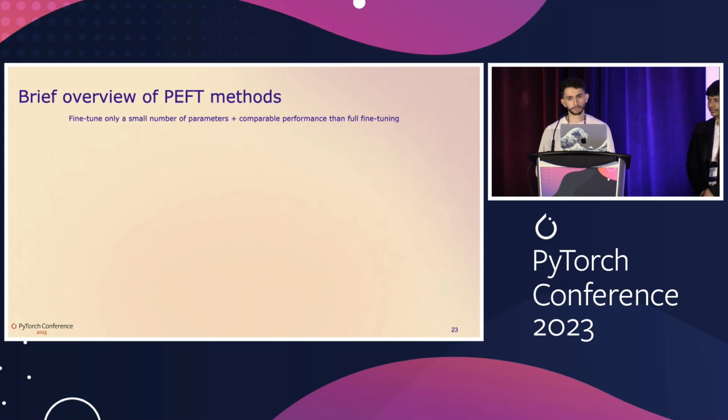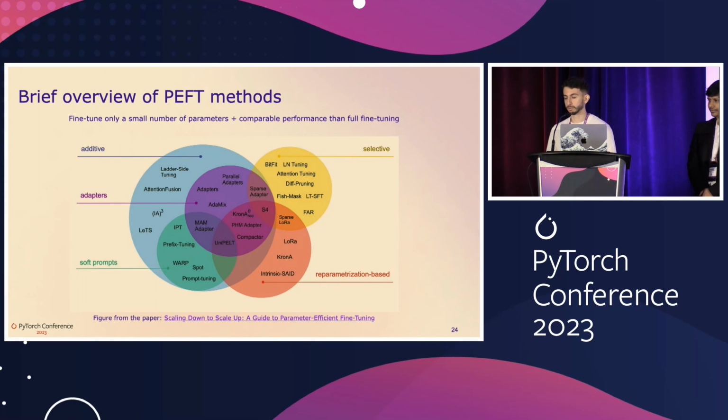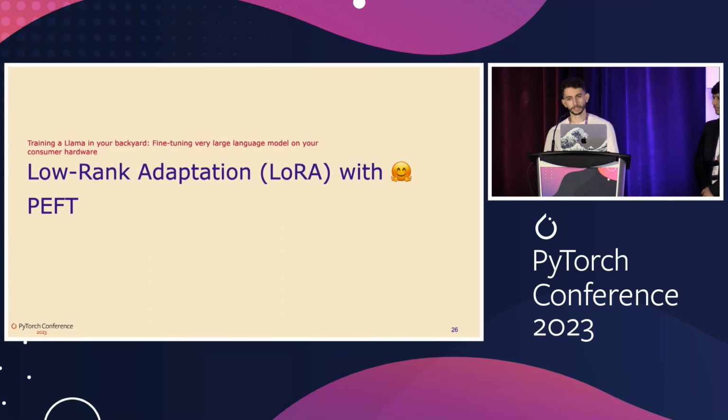So PEFT stands for parameter efficient fine-tuning. And today we can count various types of PEFT methods. So there are several PEFT methods that are known today. This is a figure from the paper that you can see here. For the talk today, we're going to focus on LoRA, which stands for low rank adaptation, because it's the most popular one today and the most adopted by the community. So let's have a deep dive into low rank adaptation, LoRA, with Hugging Face's PEFT library.